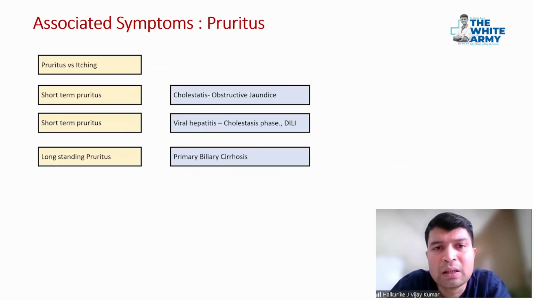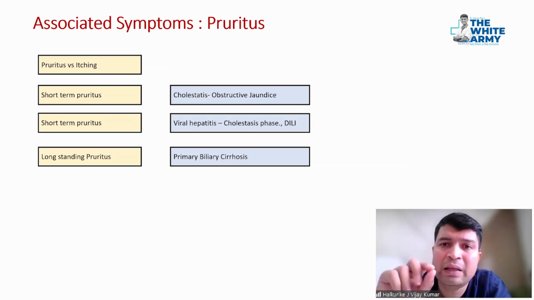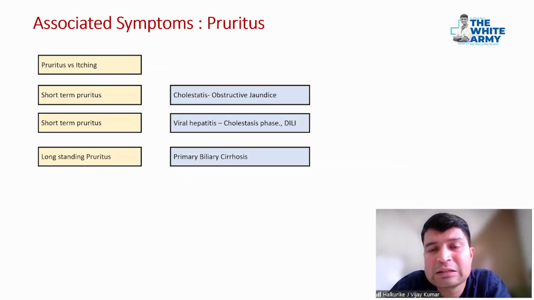Another important associated symptom is pruritus. The first thing we have to know is the difference between pruritus and itching. Itching is a common symptom which most of us know, and even patients describe it. If there is an evident skin lesion, let us say somebody has got a patch, a rash, or some skin lesion, and it is itchy, that is itching. It is usually secondary to some dermatological changes. Pruritus is generalized body itching in the absence of an evident skin lesion.